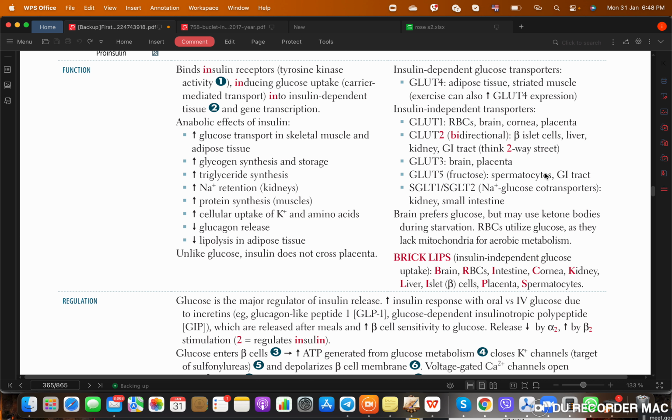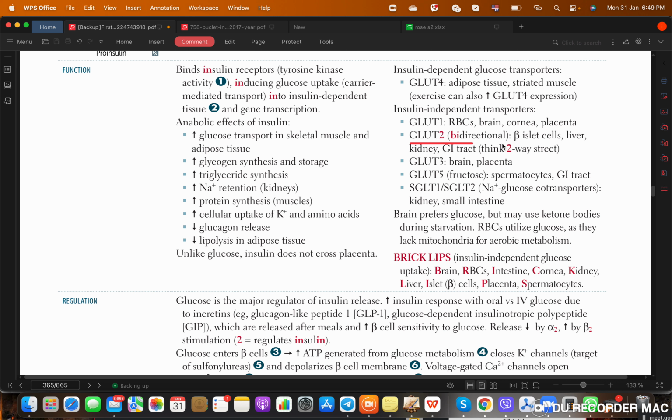They don't, okay? If you are on keto diet, can you drink alcohol? You cannot, because the alcohol can be converted indirectly into glucose, okay? Well, monosaccharide. So insulin-independent transporter: RBCs, brain, cornea, and the placenta.